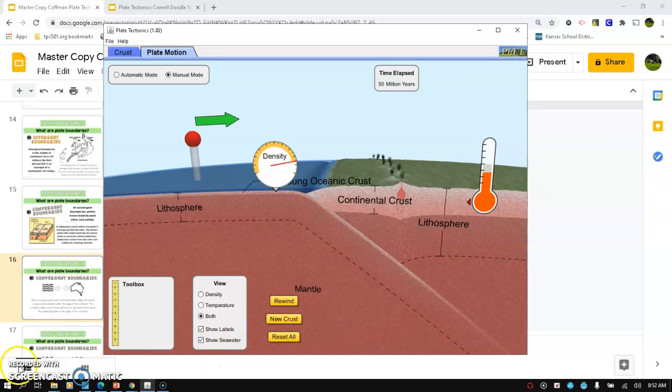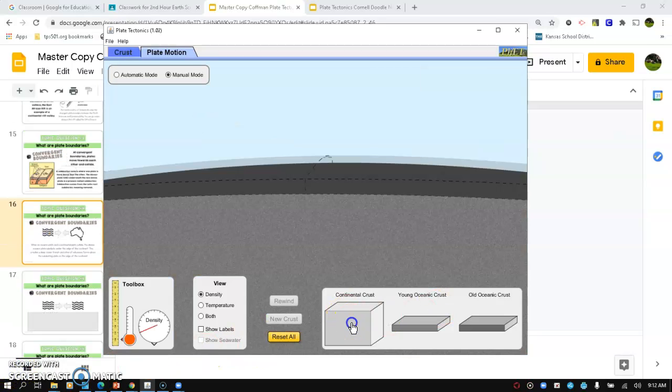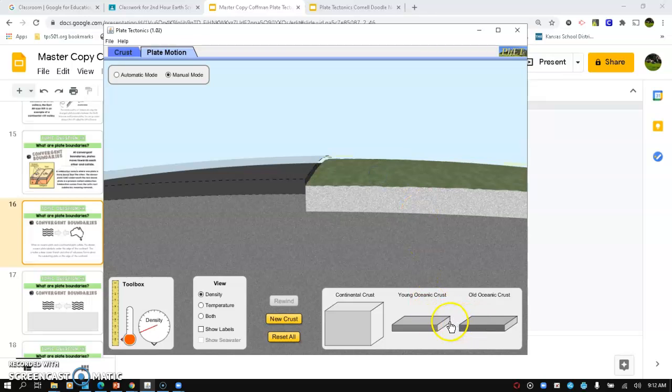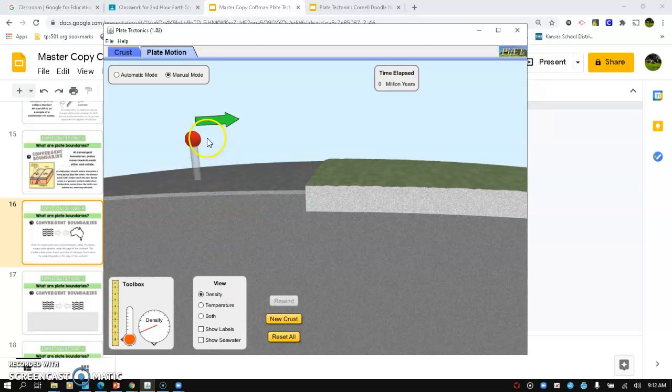Pause. Okay, so I'm going to just show you guys real quick with the continental crust versus the old one. We did young, but what you'll see is that you get the same effect. We will talk about old versus new. You're still going to get a volcanic arc, just to let you know. And we get the same effect, and you see that it's moving. The bottom part here is not moving as much.